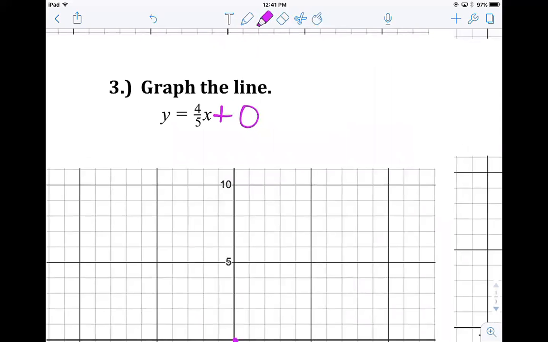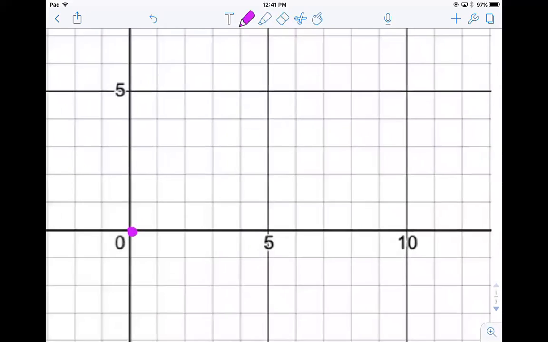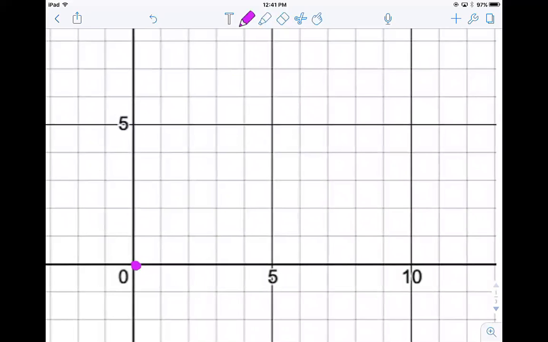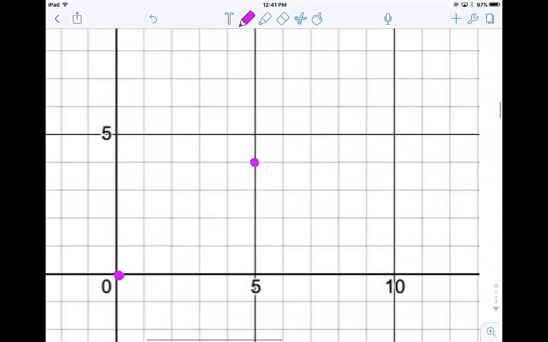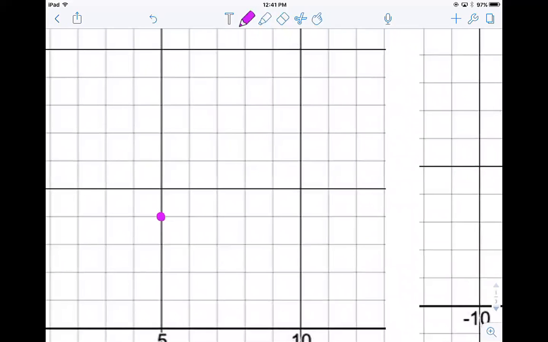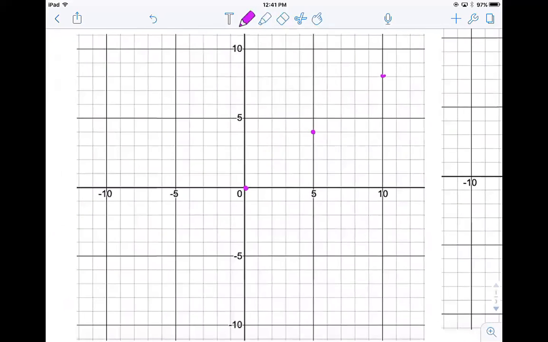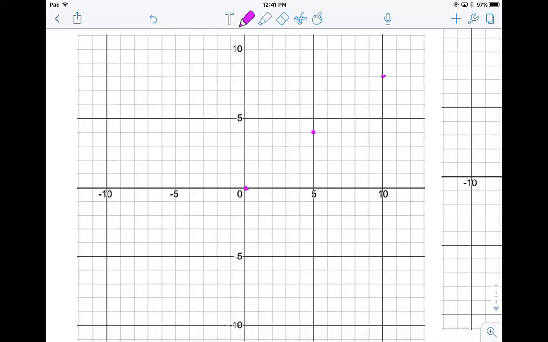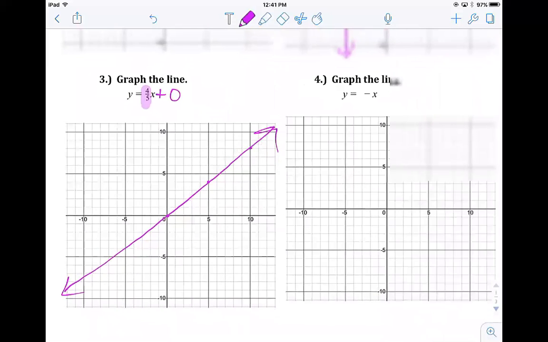And then we can identify our slope, which is 4/5. So it's +4 and +5. So we're going to go up 4 blocks and over 5. Up 4 blocks and over 5. And then we are going to connect and we're going to draw our line. Again, no shading. There's no inequality for this problem.